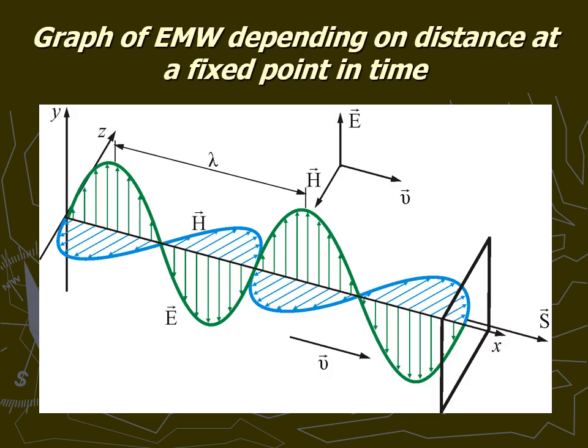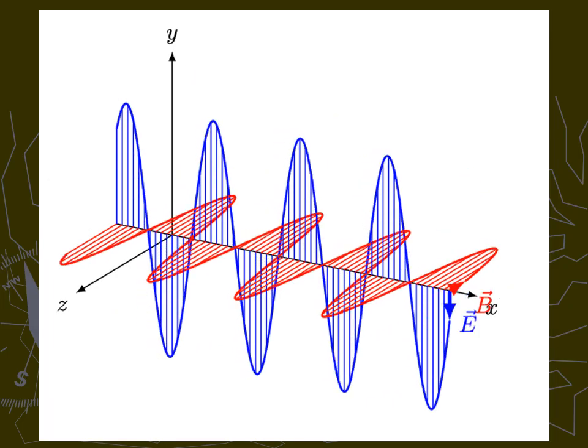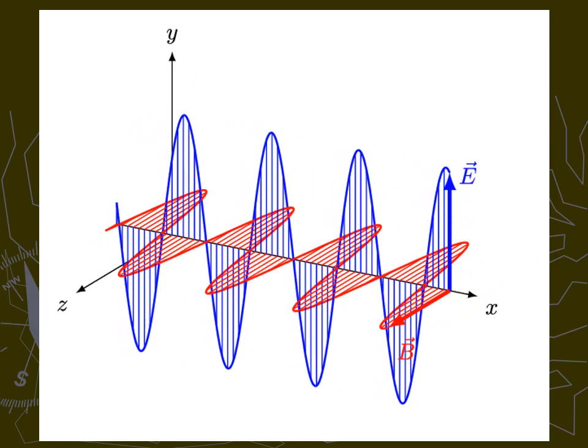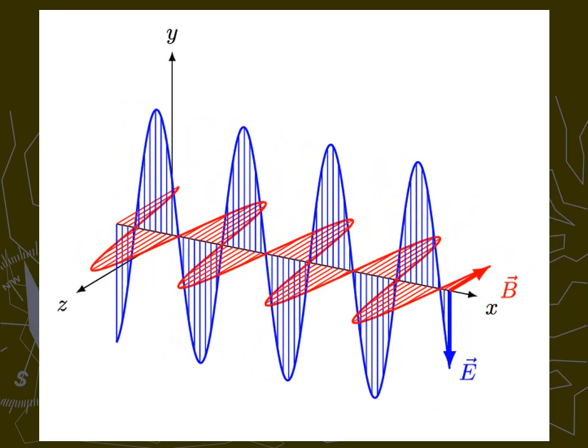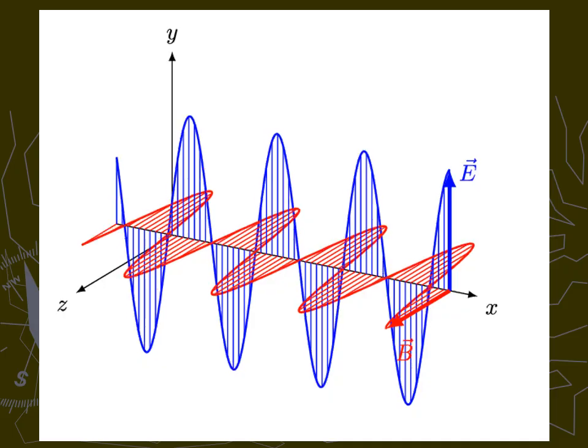Here we have another graph shown. We also have an alternating voltage source, an electromagnetic wave source, and we see that in this case we have oscillations occurring in mutually perpendicular planes and a perpendicular direction of propagation. You can also look at the dynamics of how these vectors change and how the electromagnetic wave propagates in space.